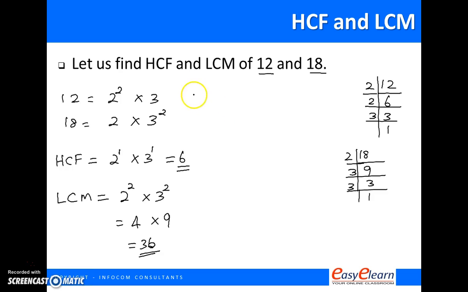So what you do: the first step, you write the numbers in terms of prime factorization. When you want to find the highest common factor, you take the smallest power. If you want to find the lowest common multiple, you take the largest power. So remember the smallest and the largest, and you will be able to get the highest common factor and lowest common multiple correctly.